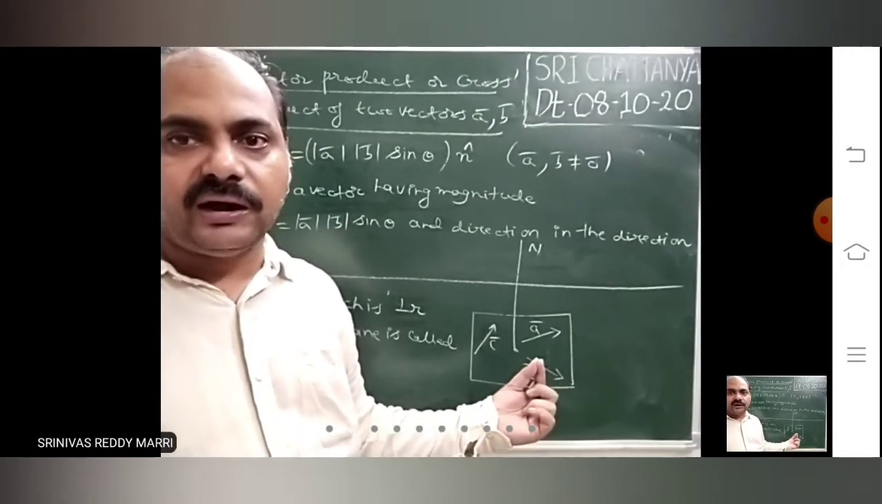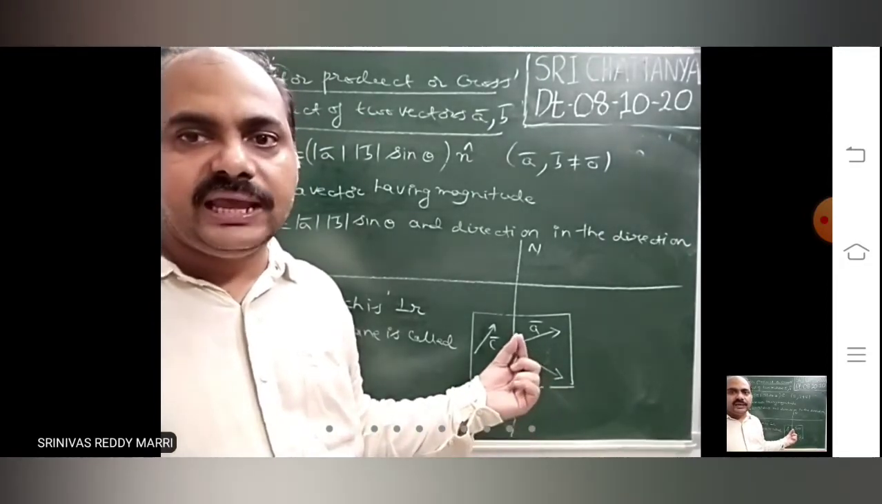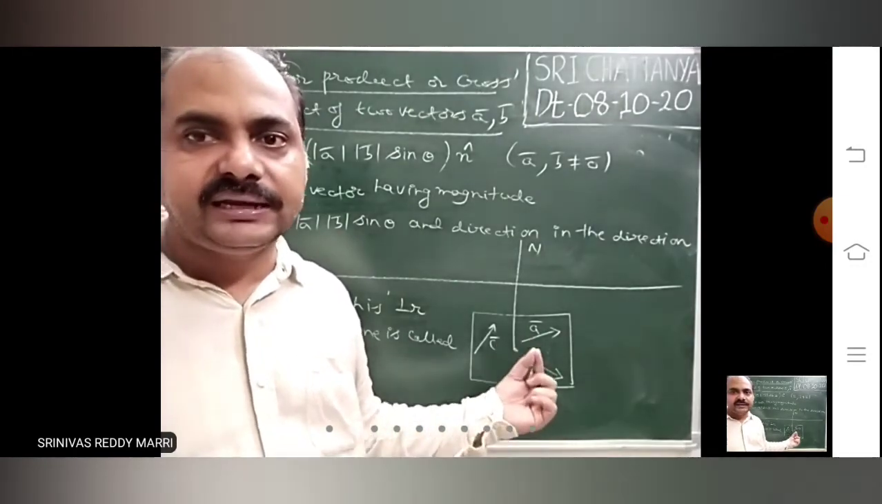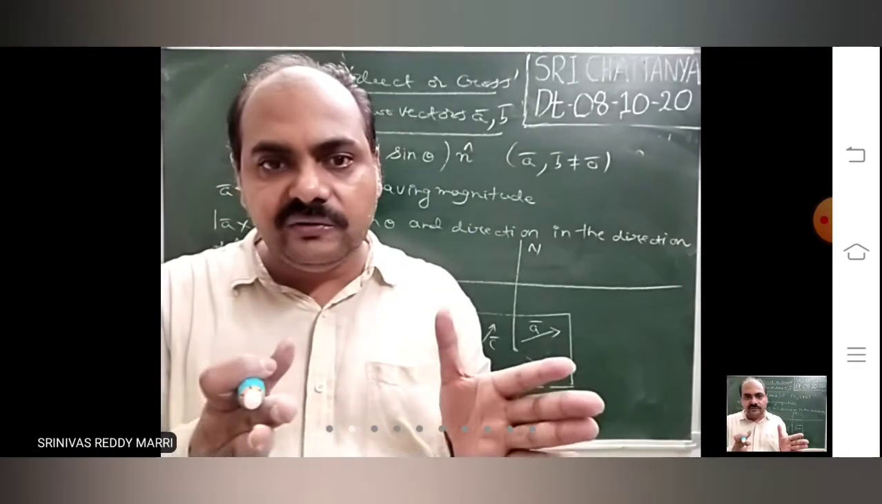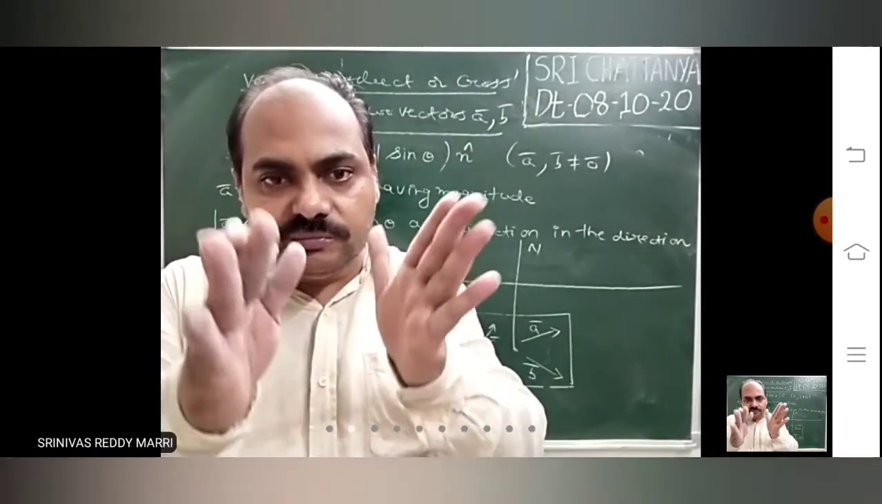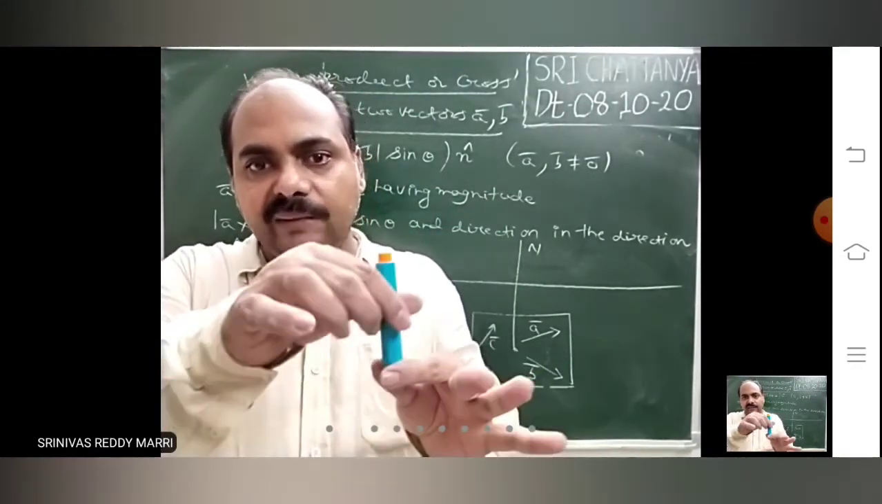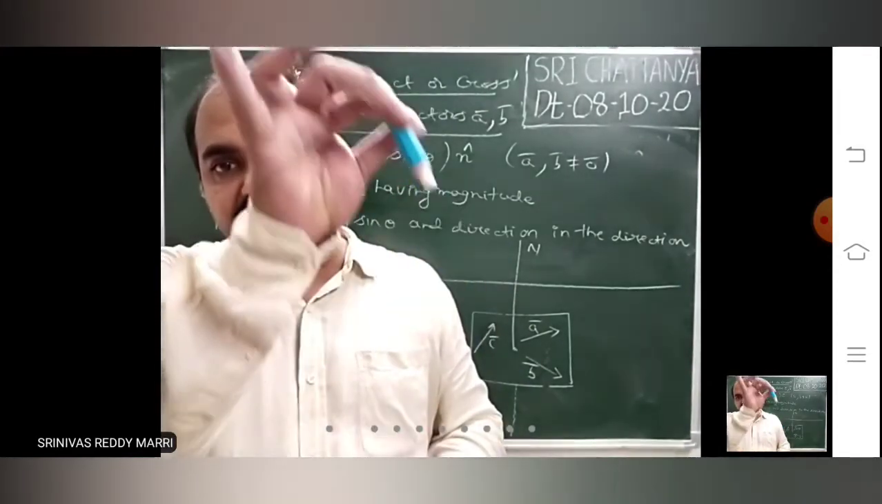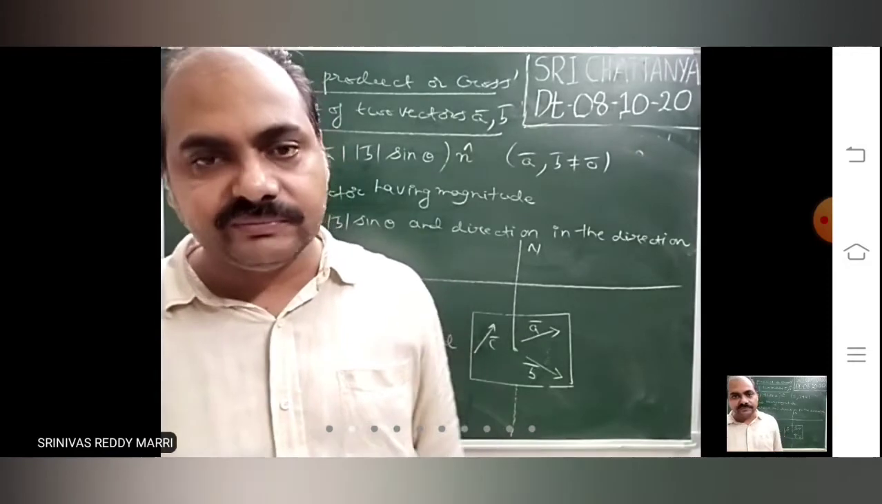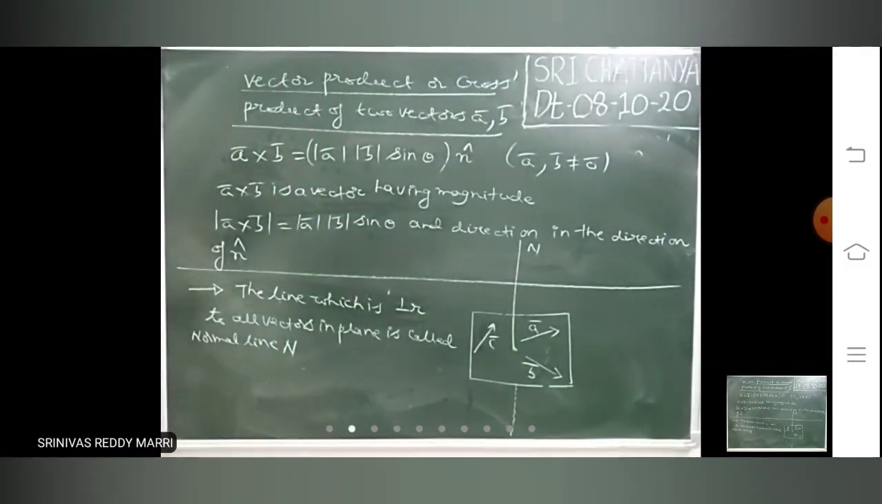Perpendicular to the plane means what? On your paper, if you draw any vector, it will be perpendicular to that. That is called normal line. Simple. Whenever you come across normal, you assume the plane as your paper and keep your pen vertically. So that is called normal line. You deal with problems like this.